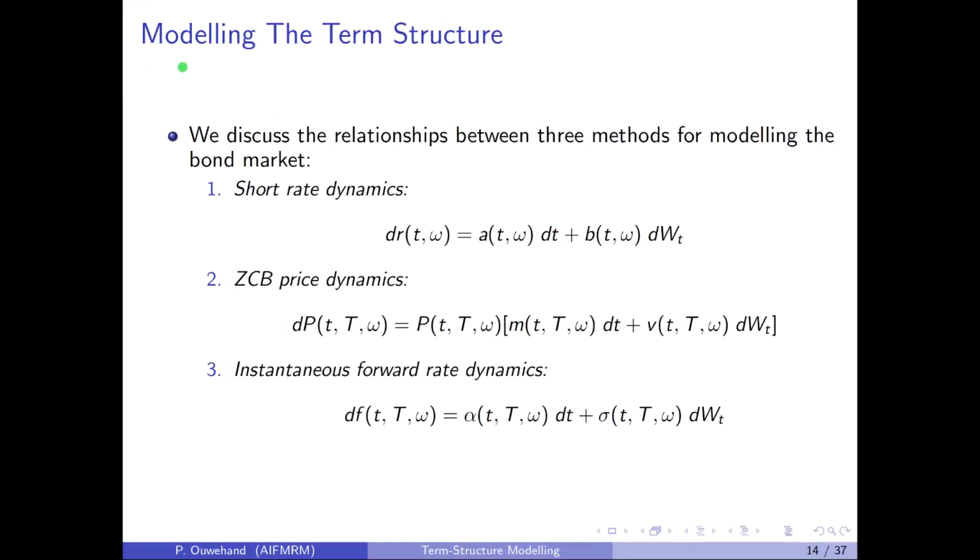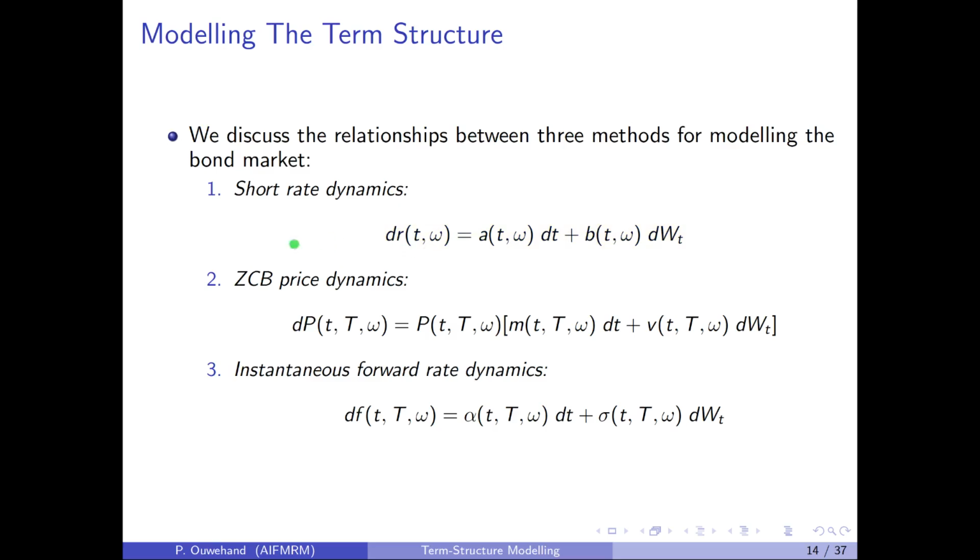Next, we look at modeling the term structure. In particular, we will discuss the relationships between three methods for modeling the bond market. The first method is to provide short rate dynamics. In other words, we provide a drift A and a volatility B for the short rate R that we've just defined.